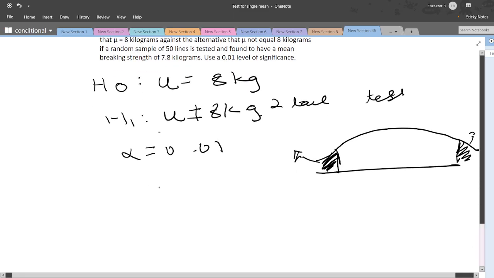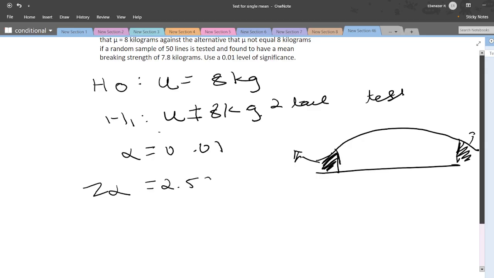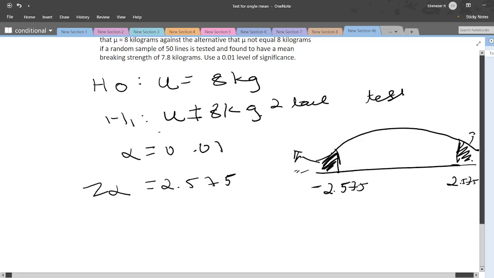So over here, my Z alpha is 2.575. That means this is going to be minus 2.575, and this will be 2.575. If the test statistic lies between this and this, I accept H naught. If it lies beyond this number or beyond this number, I will accept H1. All right, so let me do the calculation now.